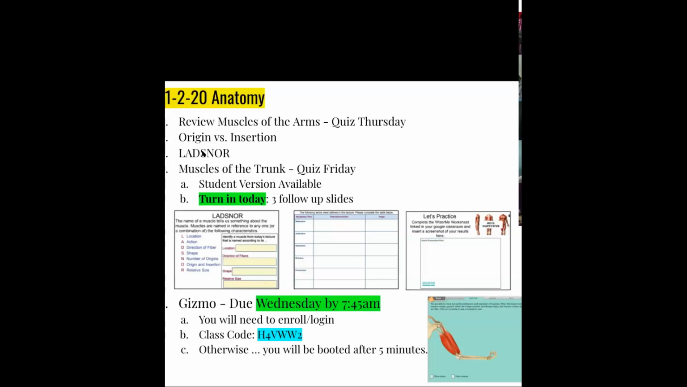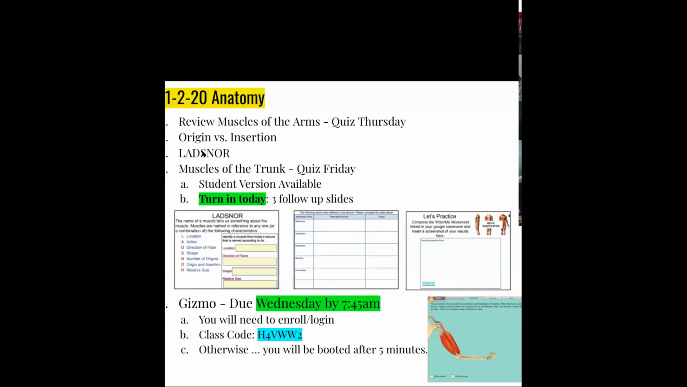N, number of insertions, or I'm sorry, number of origins. So like the biceps brachii has 2 points of origins. The triceps has 3. Your quadriceps have 4. O is for origin and insertion. So it's named according to its origin and its insertion, from its anchor to its pulling point. The brachioradialis. Sternocleidomastoid. That's a good one.